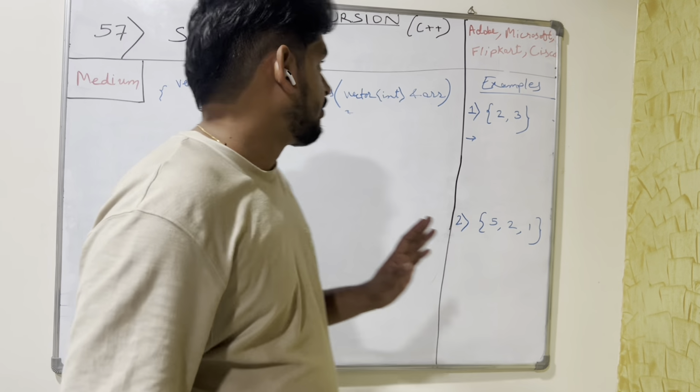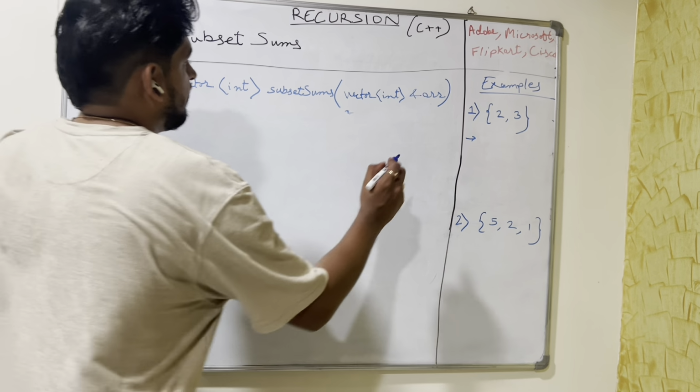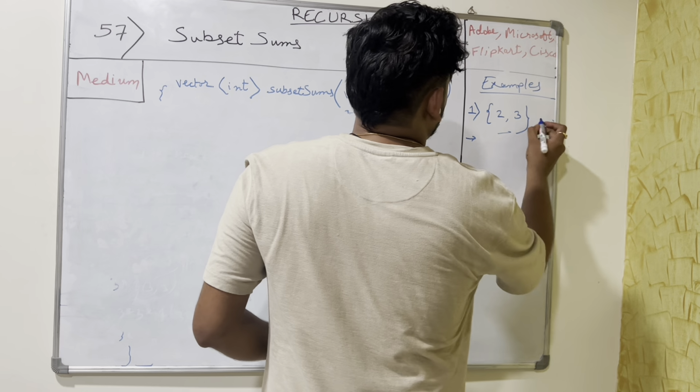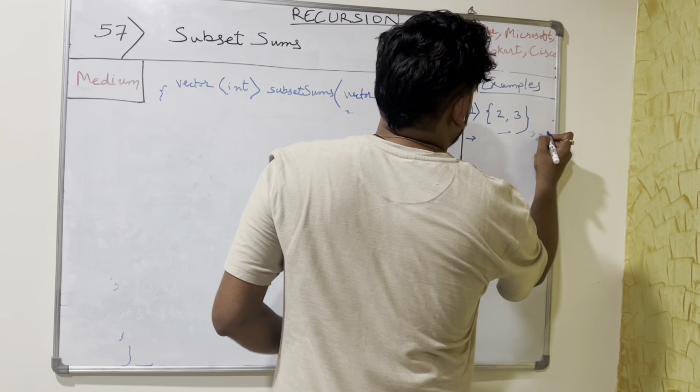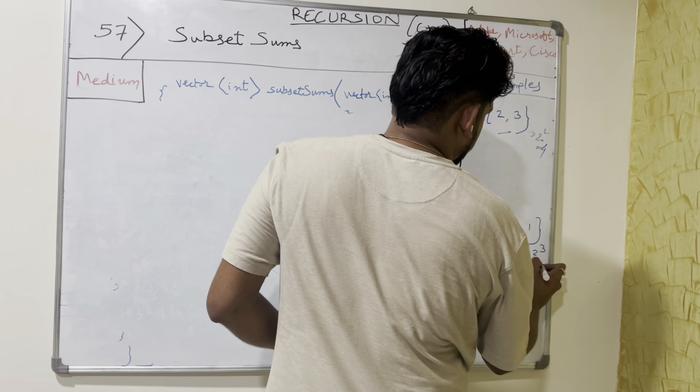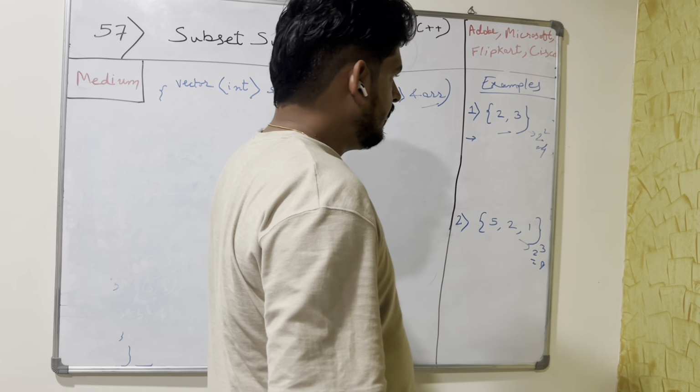So now let's understand the question: Subset sum. We are given an array and we need to find all the possible sums of the subsets. How many subsets does a set have, right? In maths, you know. Here there are 2 elements, so the number of possible subsets is 2 to the power 2, which is 4. Here there are 3 elements, so the number of possible subsets is 2 to the power 3, which is 8, right?